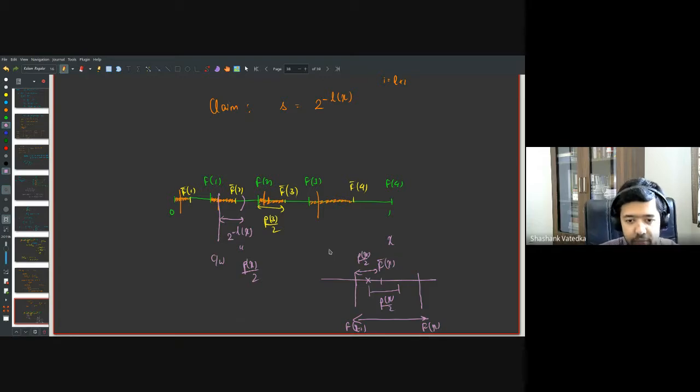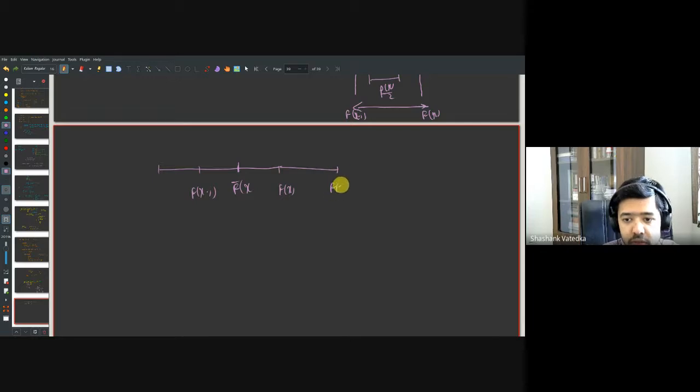Let me perhaps just repeat. So what is going to happen? Take any particular symbol, let us look at x. F bar of x. This is f of x minus 1. This is f of x. And this is f of x plus 1. Now the true code word is going to be some point. It is going to lie somewhere over here, within this interval. That is what we are guaranteed.